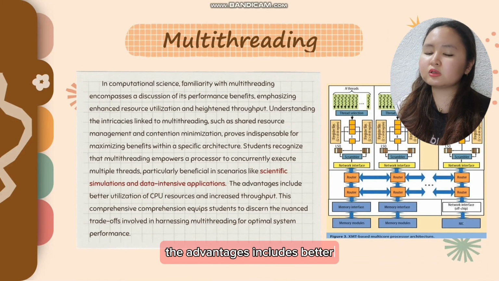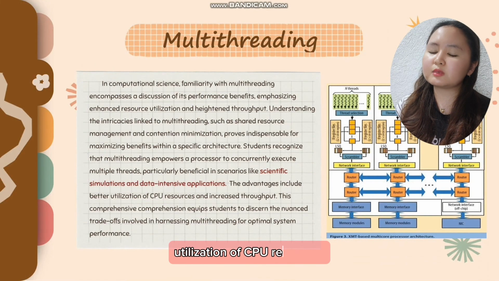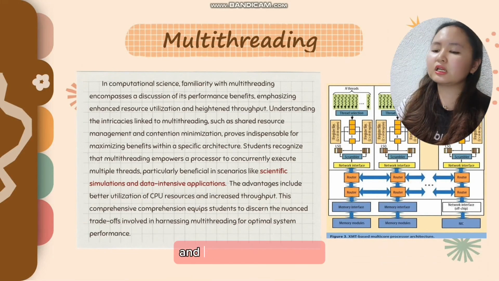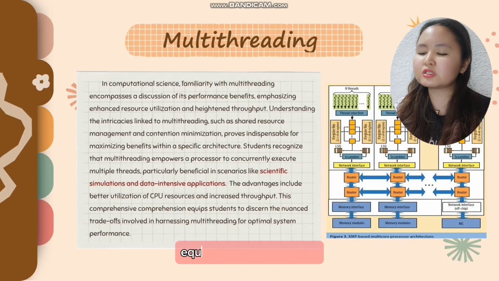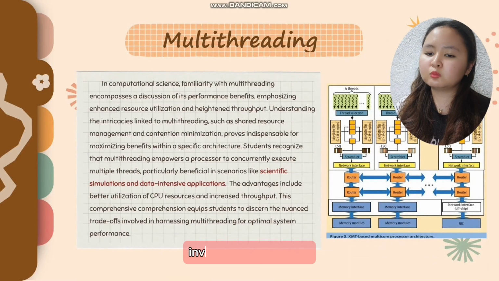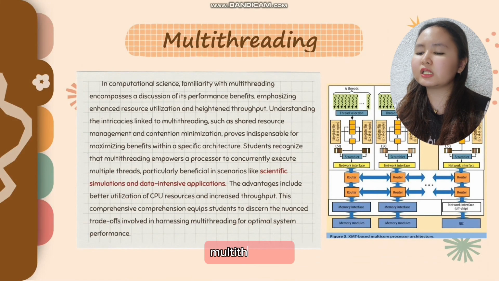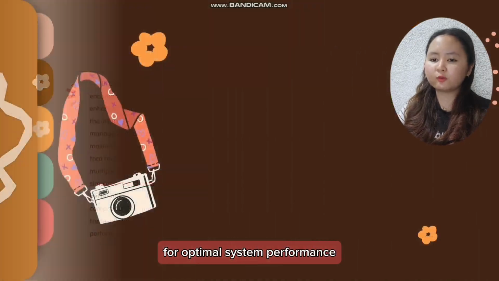The advantages include better utilization of CPU resources and increased throughput. This comprehension equips students to discern the nuanced trade-offs involved in harnessing multi-threading for optimal system performance.